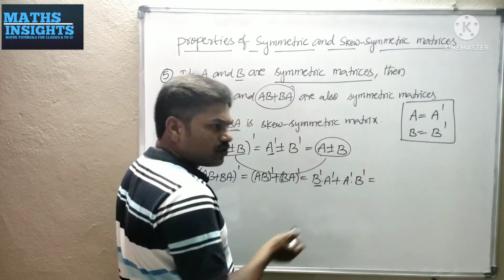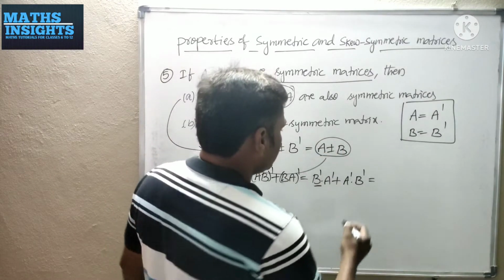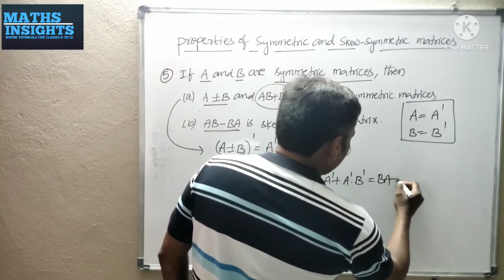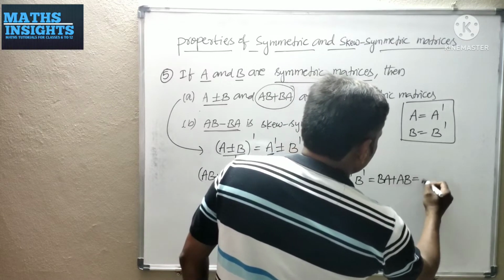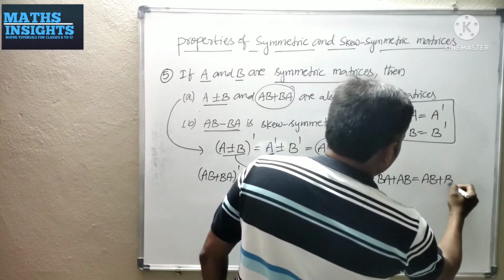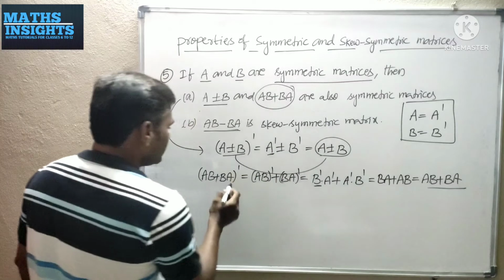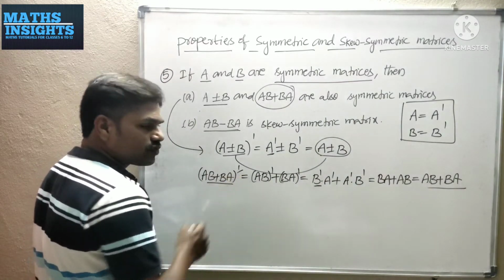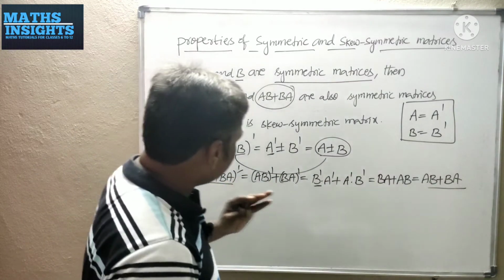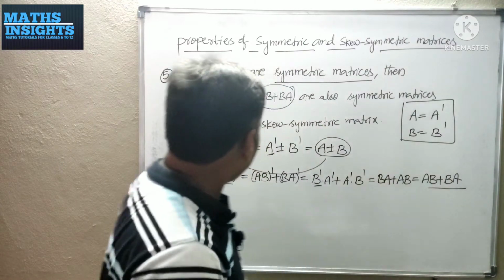But B' is equal to B, since B is symmetric. Therefore, you can write it as BA plus AB, which is equal to AB plus BA again. Therefore, you are getting the same matrix on doing the transpose. Therefore, this matrix AB plus BA is said to be a symmetric matrix.